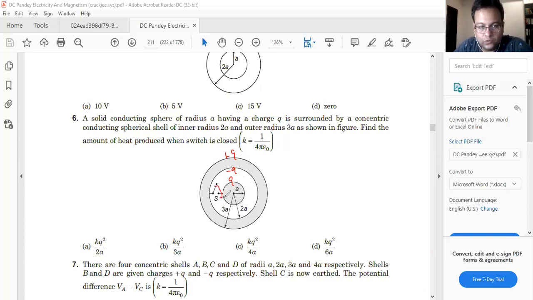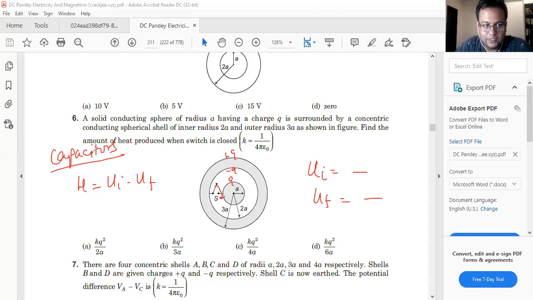And once you close the switch, what will happen? All the charge will flow to the outside. So calculate the initial energy, calculate the final energy, and then the heat is initial minus final. You will be able to do this problem even better in capacitors. Once we do capacitors, you'll be able to understand this problem much better. As of now, this much will do. Next.